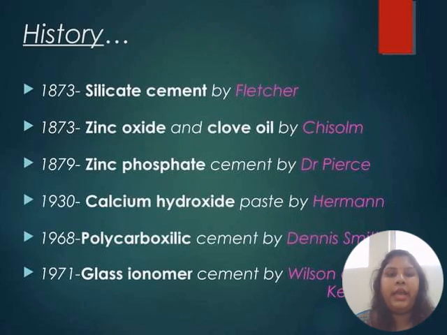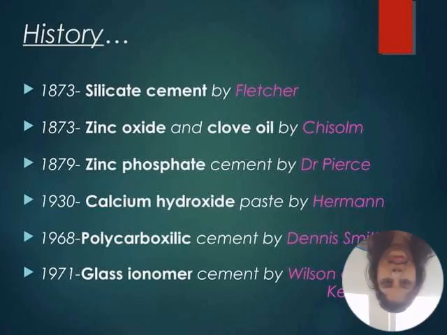Next, history. In 1873, the silicate cement was introduced by Fletcher. In 1873, zinc oxide and clove oil by Chisholm. In 1879, zinc phosphate cement by Dr. Pierce. In 1930, the calcium hydroxide paste by Hermann. In 1968, polycarboxylate cement by Smith. In 1971, the glass ionomer cement by Wilson and Kent.